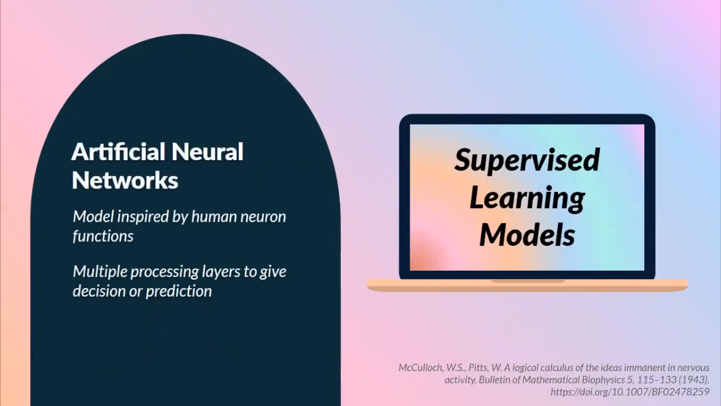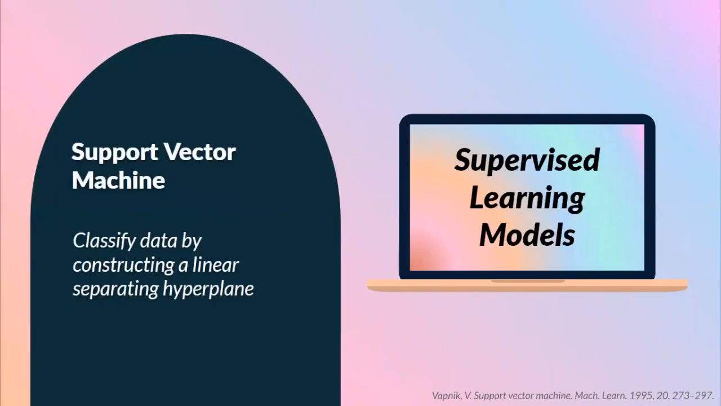And next, artificial neural networks. This model is inspired by human neuron function. It has multiple processing layers, for example, input layer, hidden layer, and output layer, to give the decision or prediction. Next is support vector machine. This model classifies the data by constructing a linear separating hyperplane.